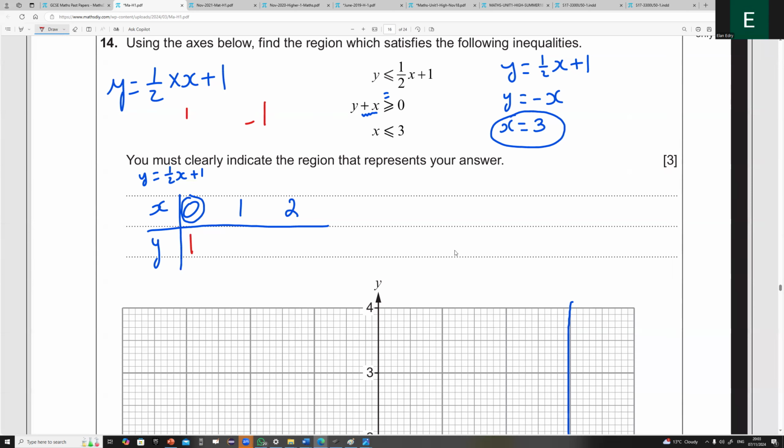Similarly, when x is 1, y is going to be a half times 1 plus 1. Now, a half times 1 is just a half, plus 1 is going to be 1 and a half, so 1.5.